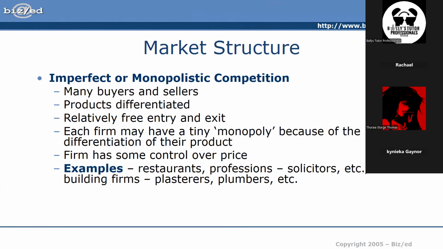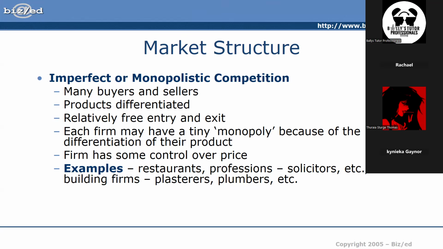Monopolistic competition. So this is a bit different. Still have many buyers and sellers. The product is not exactly the same. It's similar, but it's differentiated in some way. You could tell the difference between the different products. So this is where the fried chicken will come in. You have relatively free entry and exit. People could come and leave the business.